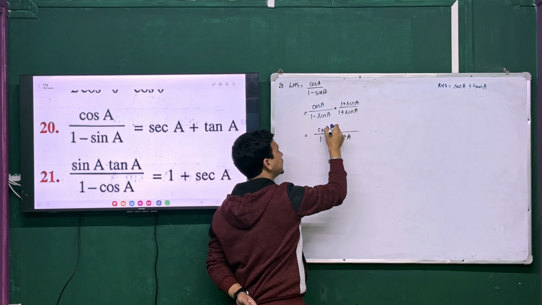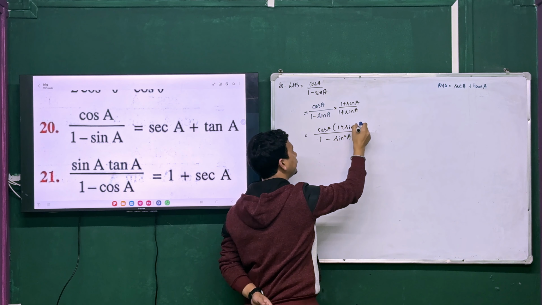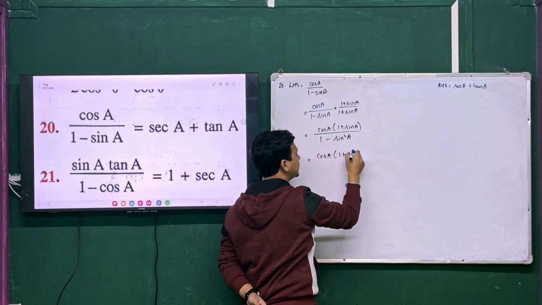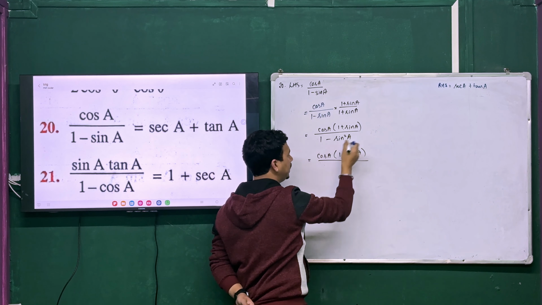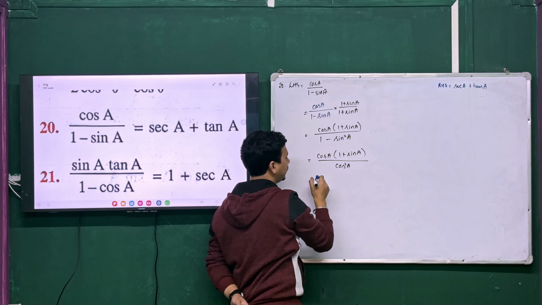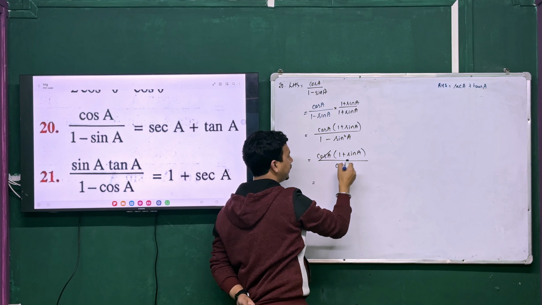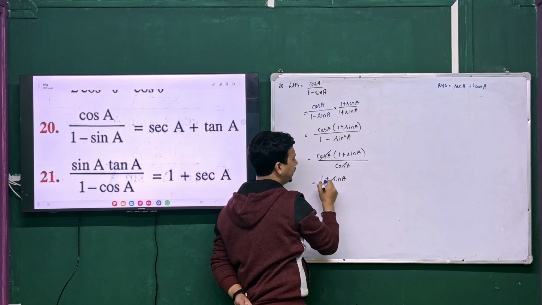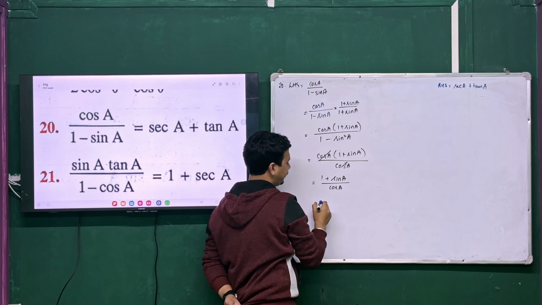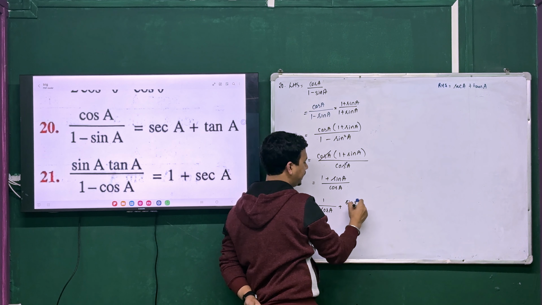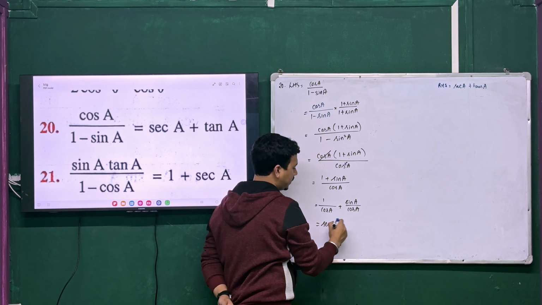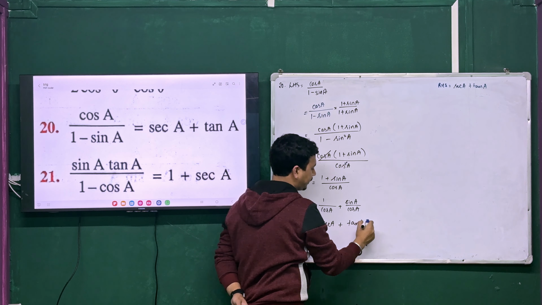And here this will be cos A into 1 plus sine A. This is the formula: 1 minus sine square is cos square A. Then we can cancel square and cos. Then you're left with 1 plus sine A divided by cos A. If you split the numerator, you get 1 by cos A plus sine A by cos A. 1 by cos is sec A, sine by cos is tan A.